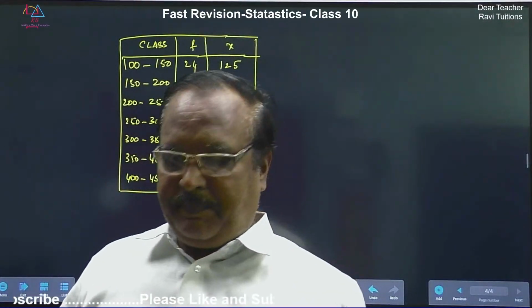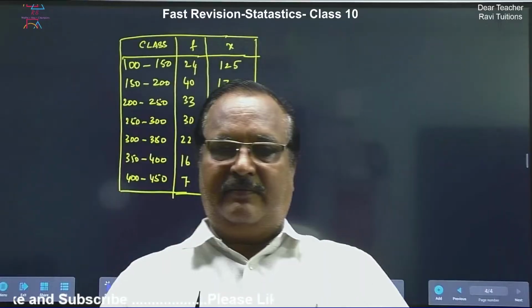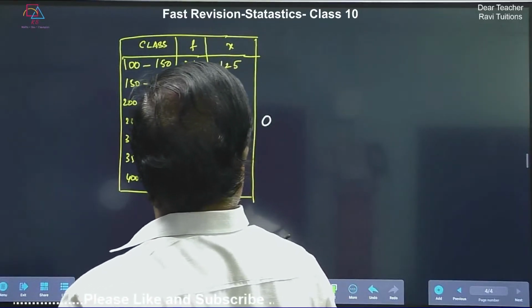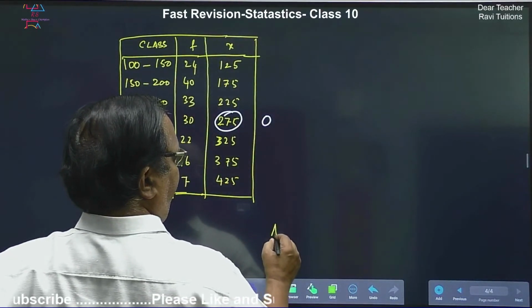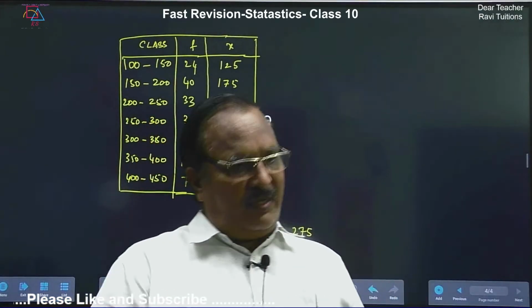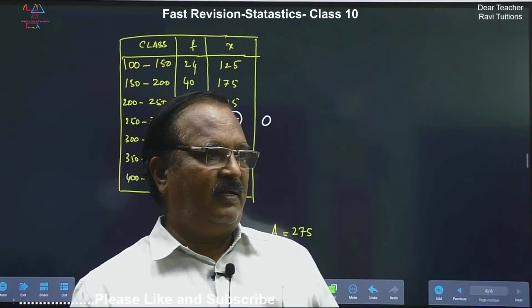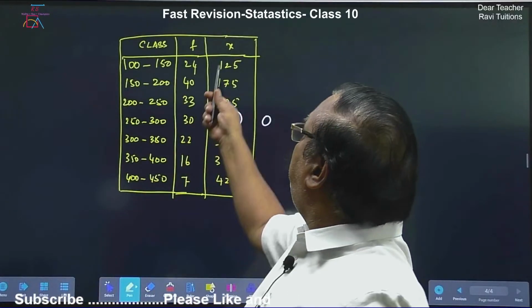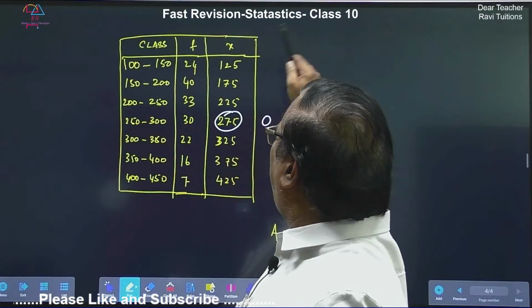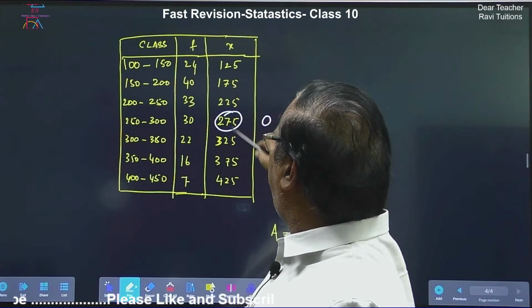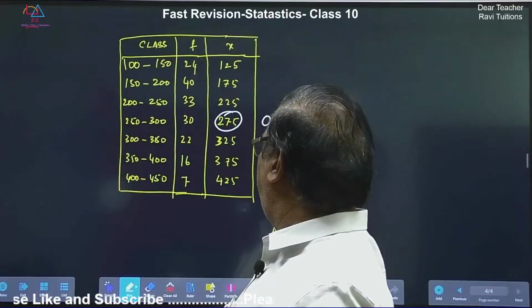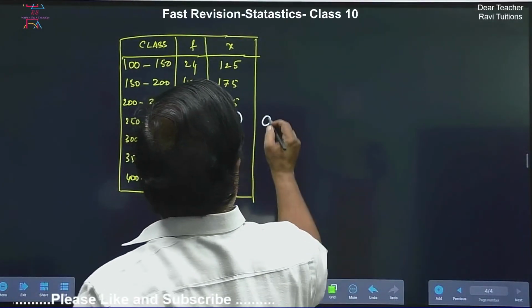So you have to keep somewhere an assumed mean, right? That means A is equal to, I'll write here, A is equal to 275. That means we are assuming one mean from x, from the mid values. So better you take it in the middle. You can take anywhere, any one, 125, 175, 425, any one you can take, but always better in the middle.